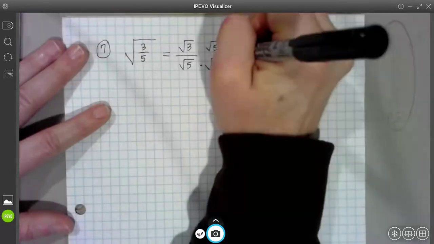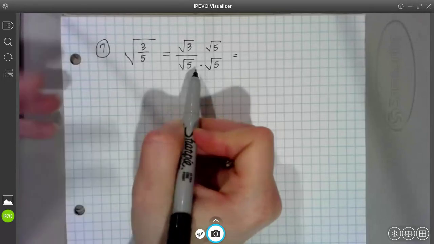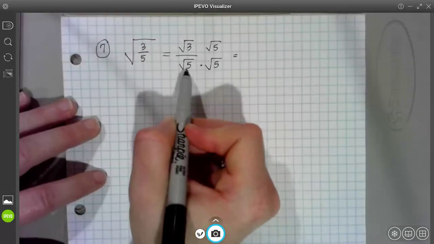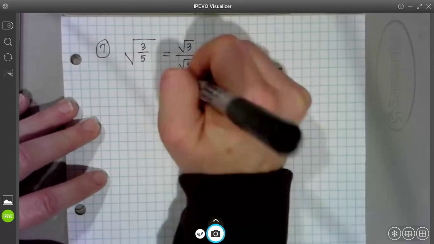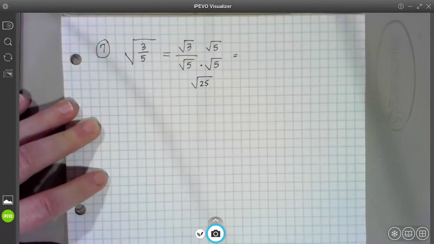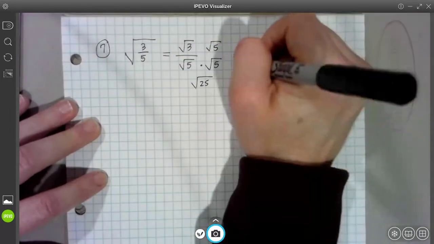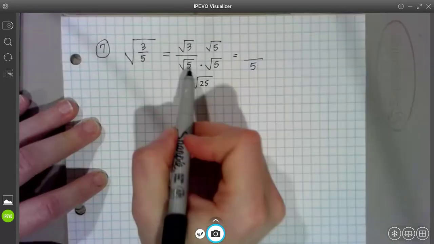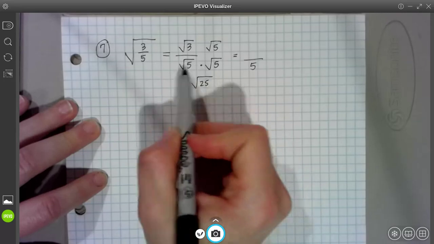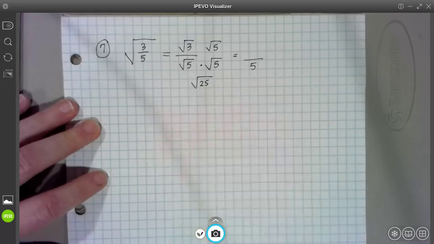And then watch what happens when you do this. By multiplying the bottom by itself, I'm basically creating a perfect square, guys. I'm multiplying something by itself twice. The square root of 5 times the square root of 5 is the square root of 5 times 5, 25. And what is the square root of 25? It's 5. So on the bottom, I have 5 because I've created a perfect square. Now I can take the square root of that number, and it's just 5.